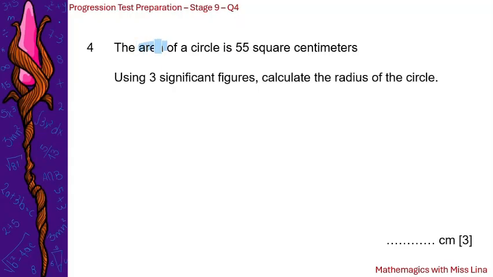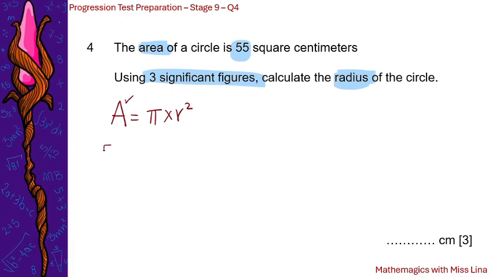So in this exercise we are given the area of the circle and we are asked to find the radius with three significant figures. So let's remember the equation of the area of a circle is pi times r squared. Since we know the area, the unknown would be the radius.